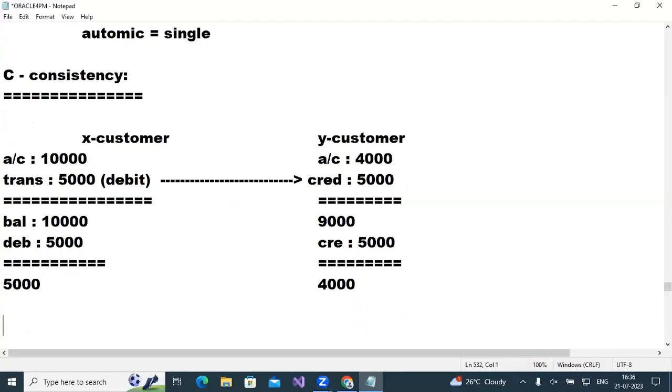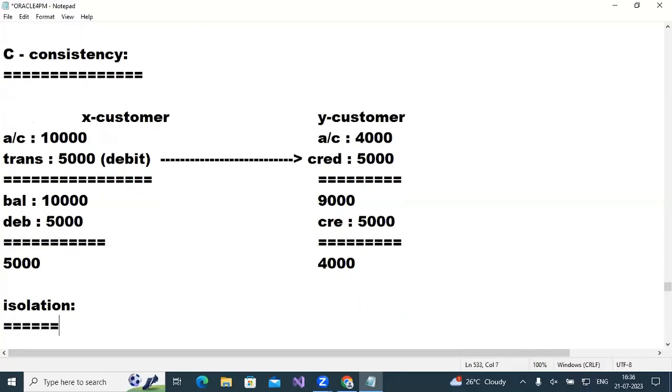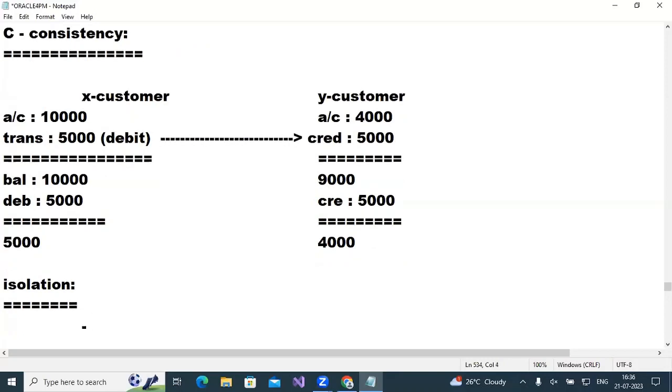Next one is what now? Isolation. What is the isolation responsibility now? Here observe. Each and every transaction we perform, each transaction is what? Independent. Okay, it is independent. Every transaction will be treated as an independent transaction.